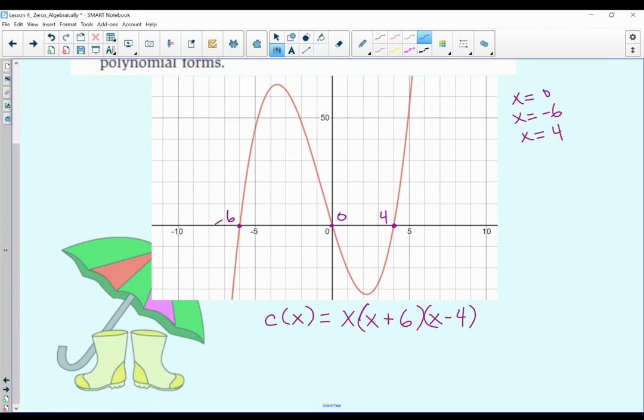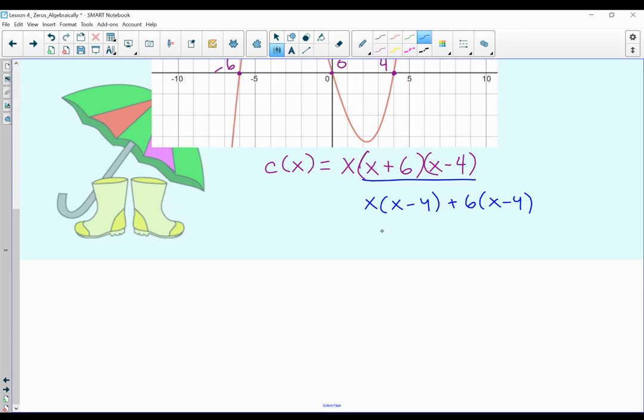When I multiply this out, remember, I'm going to start with the two binomials. So x times x minus 4 plus 6 times x minus 4. And this is going to give me x squared minus 4x plus 6x minus 24. And when I combine my like terms, I get x squared plus 2x minus 24.